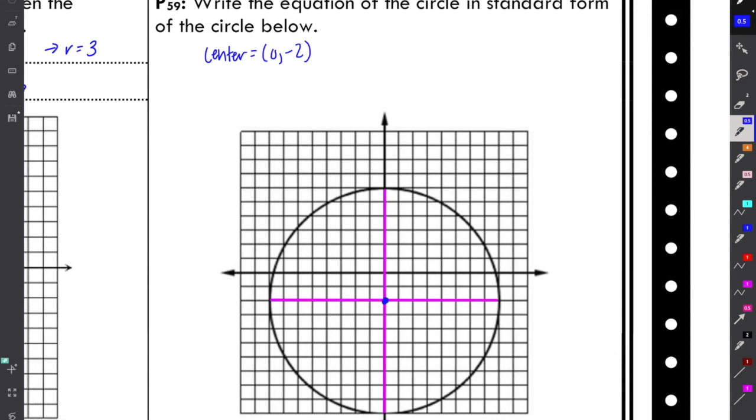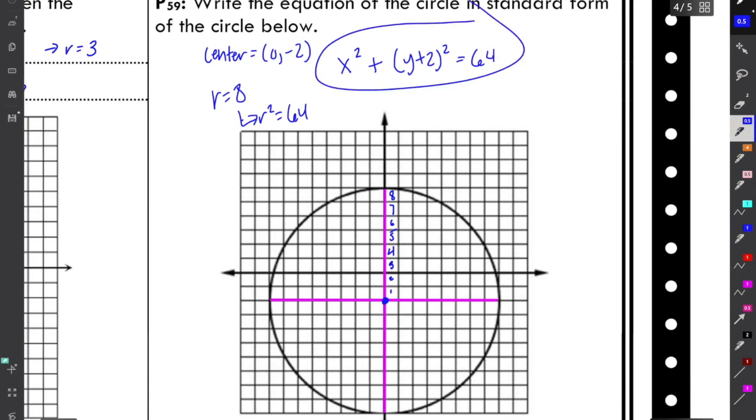Okay. Now let's find the radius. All I'm going to do is count up until I hit the circle from the center. 1, 2, 3, 4, 5, 6, 7, 8. So that means my radius is equal to 8. So that tells me that r squared is equal to 64. And now I have my center and my r squared, so I can write the equation of my circle. Since the x coordinate is 0, this will just be x squared. And that's a negative number, so this will be y plus 2 squared equals the r squared, which is 64. And that's my answer.